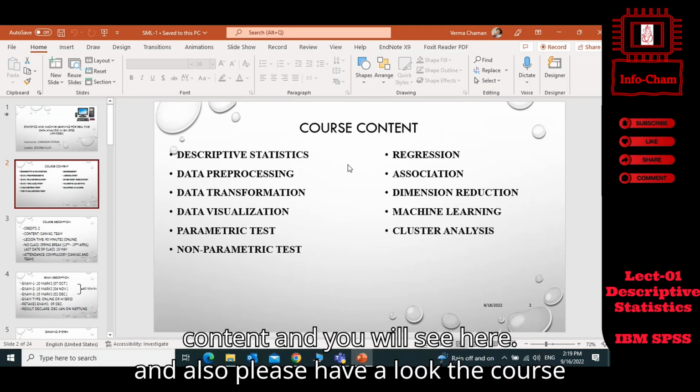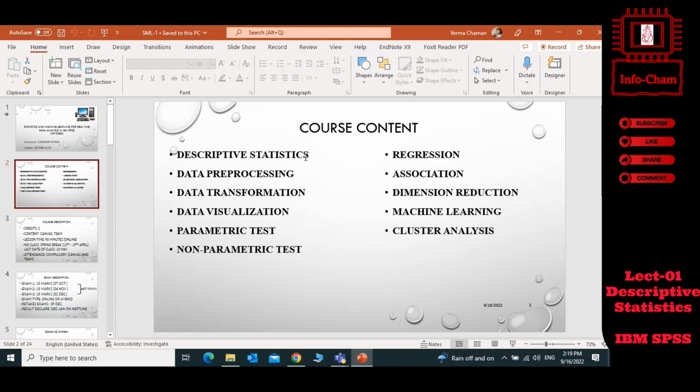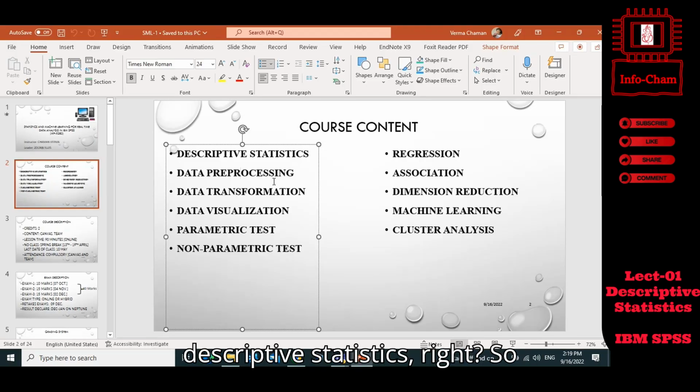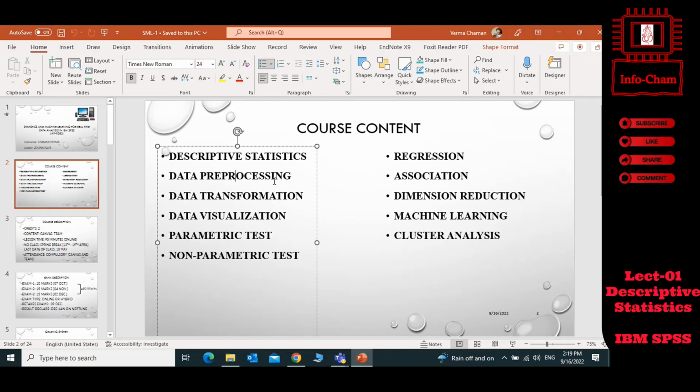Please have a look at the course content, and you will see the statistics here. We should start from the descriptive statistics, right? So descriptive is basically the base part, and then we will go for the pre-processing part. That is the data pre-processing, sometimes we say, and next we will go for, not in this course or not in this lesson, maybe overall I'm talking about right now.